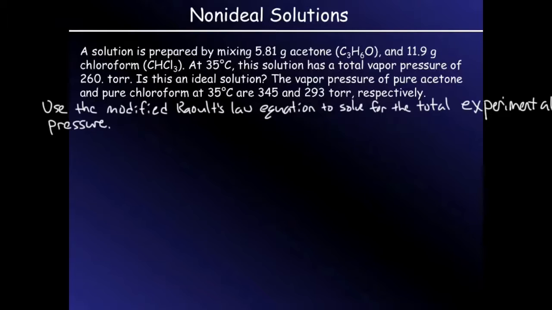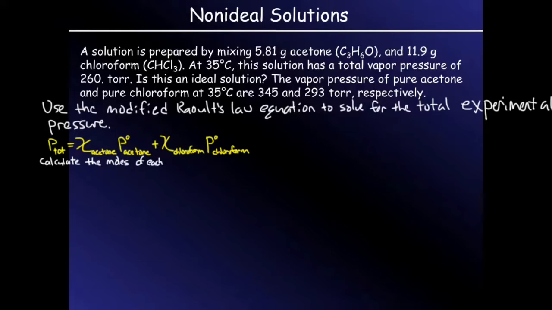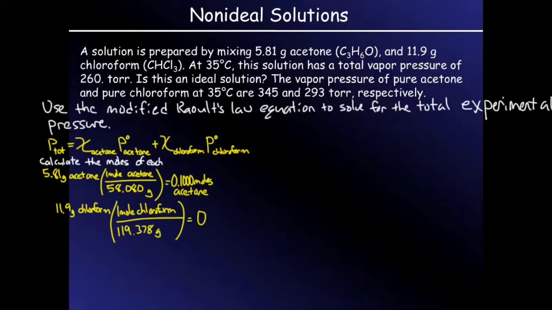We are given grams for each of them. Using the molar mass, we can calculate moles for each of them. From these mole values, we can then calculate the mole fraction of each of them, mole fraction acetone and mole fraction chloroform. Hopefully you recognize that the mole fractions, when added together, should add up to 1.